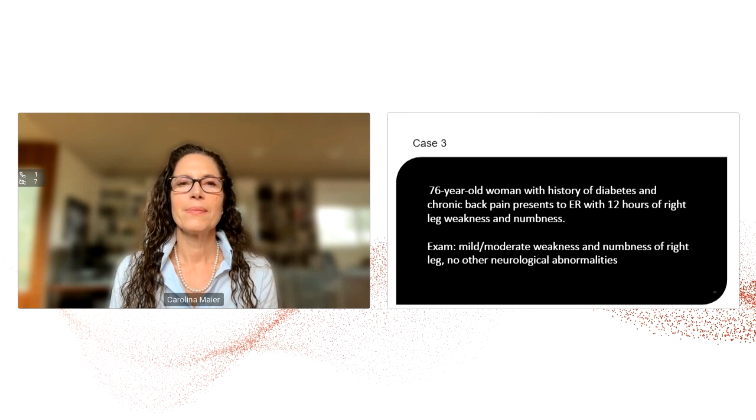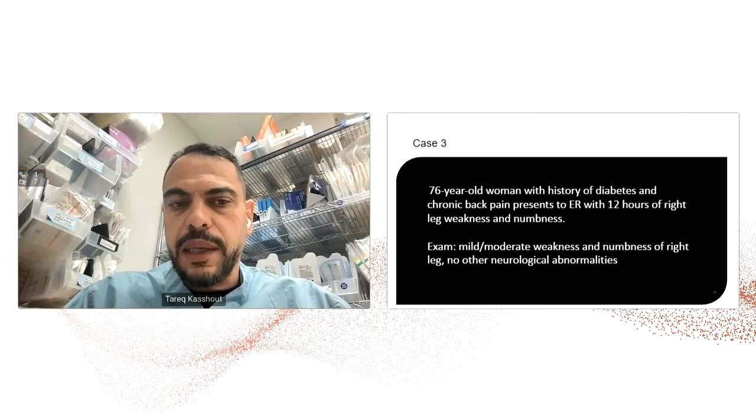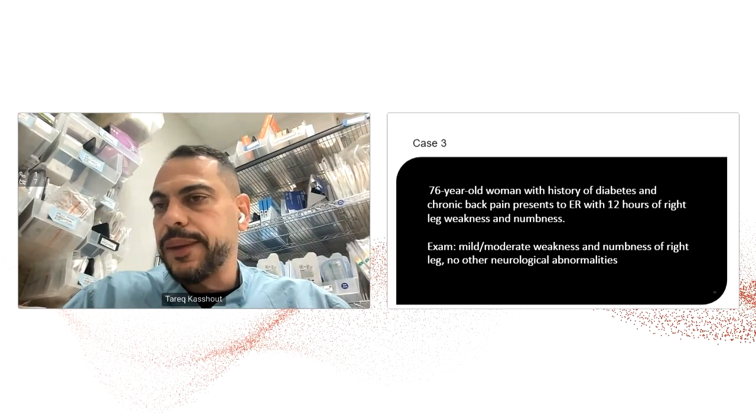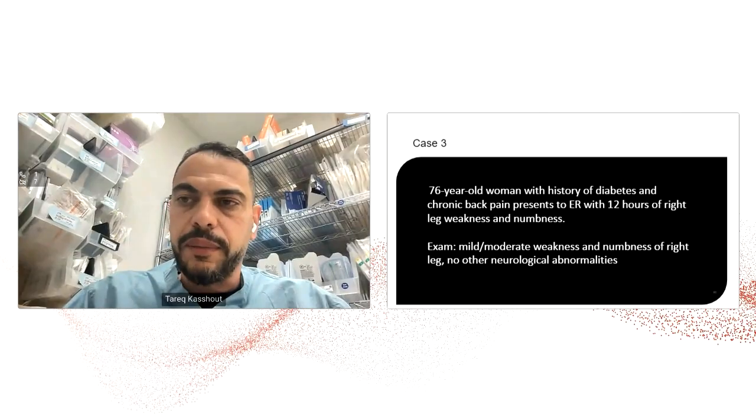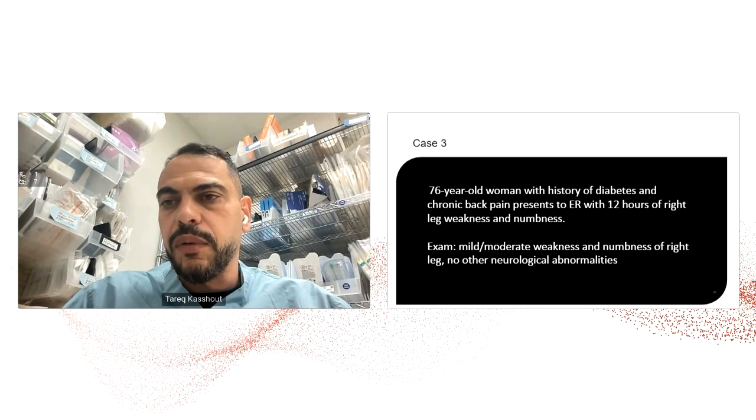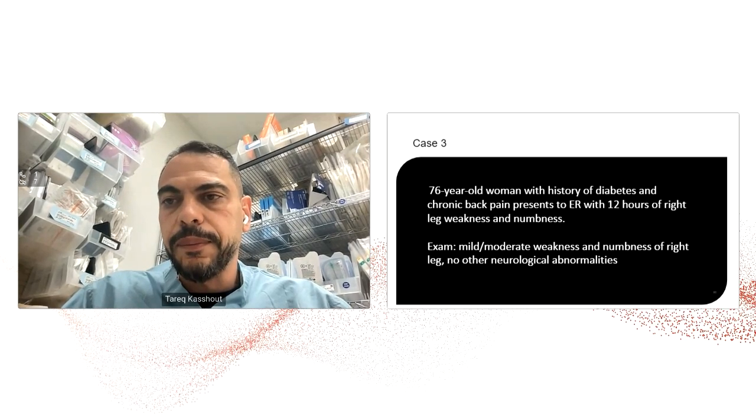So clearly, this is just not a classic stroke presentation because the weakness is only in the leg. And she does have the history of diabetes and the chronic back pain, which could be a sign of radiculopathy or some bulging disc. So that's what I would think first, because it's very unusual for a stroke to present with just leg weakness without any involvement of face or arm.